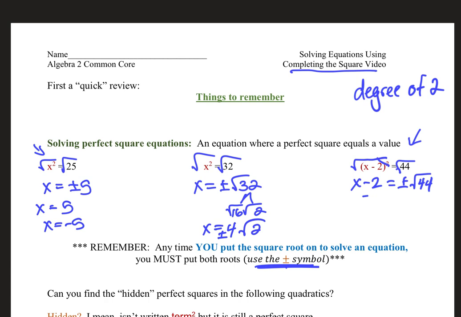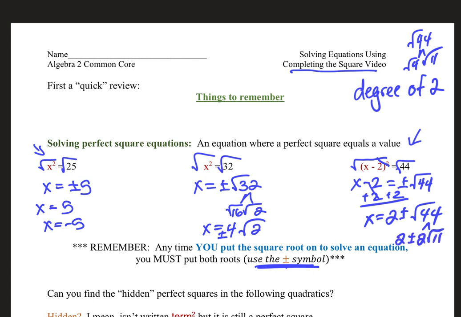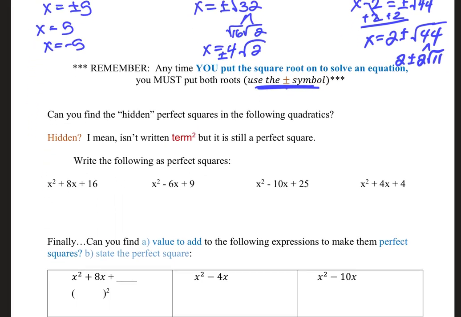Now I just solve. I'm just going to add 2. X equals 2 plus or minus radical 44. So that is solving a perfect square equation: taking the square root of both sides, getting that plus or minus, and then solving the rest. You may have to reduce a radical here. So radical 44 is 4 times 11, so it's 2 radical 11. So 2 plus or minus 2 radical 11. We want to get to that point where you can then reduce this radical. But solving perfect square equations is where we want to be now.